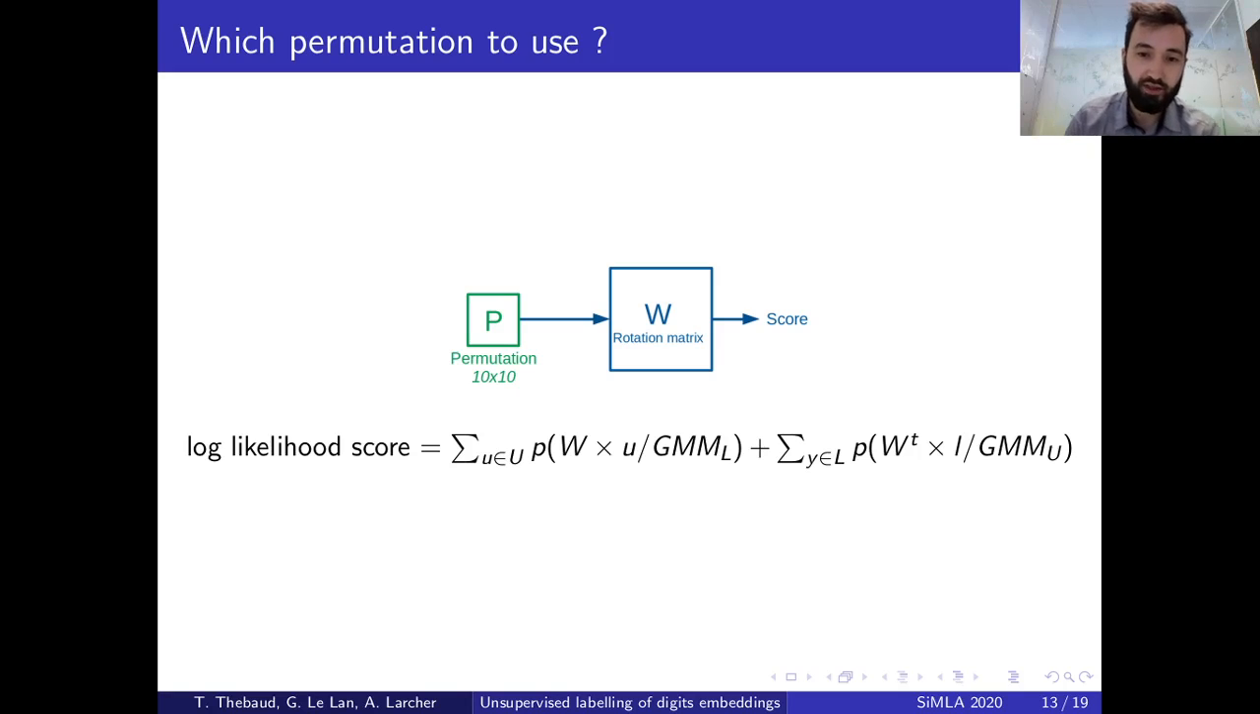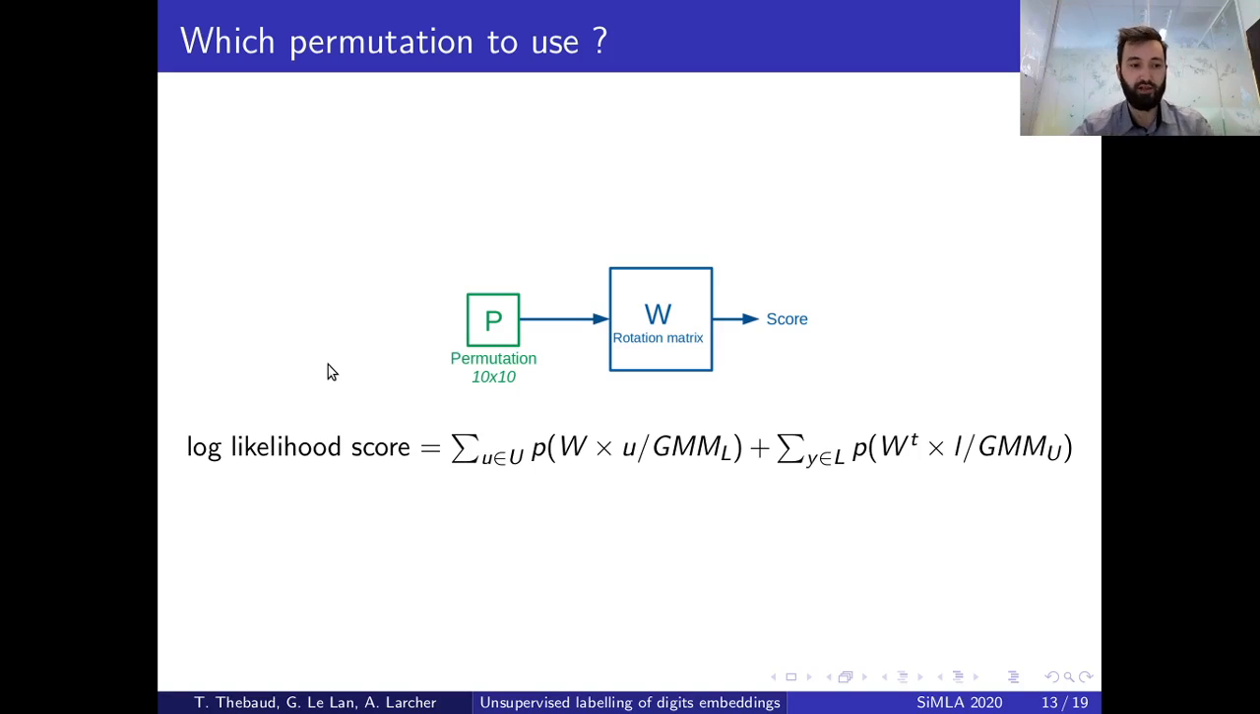This rotation, we can score it using a log likelihood score detailed in the paper, but it's basically the sum of the log likelihood score in using the matrix in one way, projecting the U embedding into the L space, and in the other way, projecting the L embedding into the U space with the inverse rotation. So we use that log likelihood score that compares projected embedding with Gaussian mixture models to score a rotation matrix, so to score a given permutation.